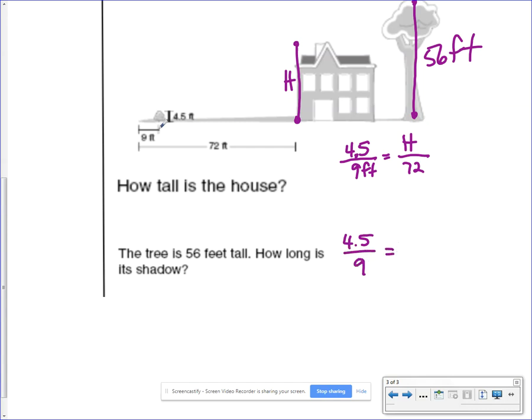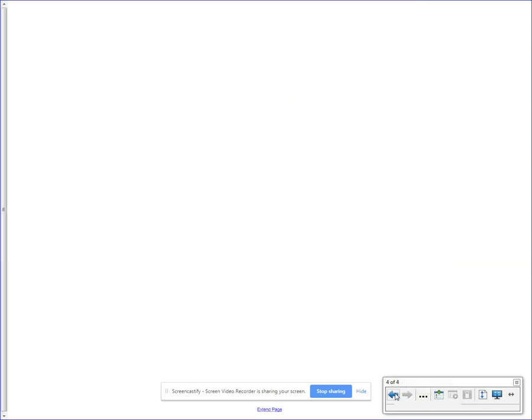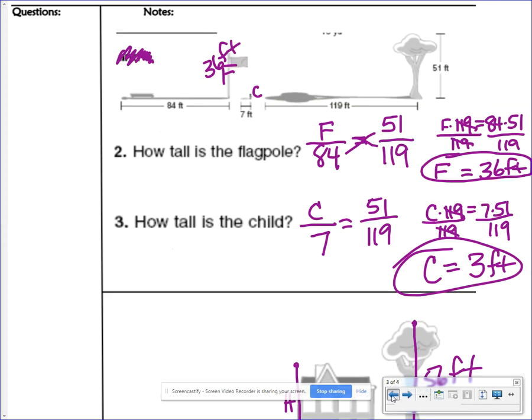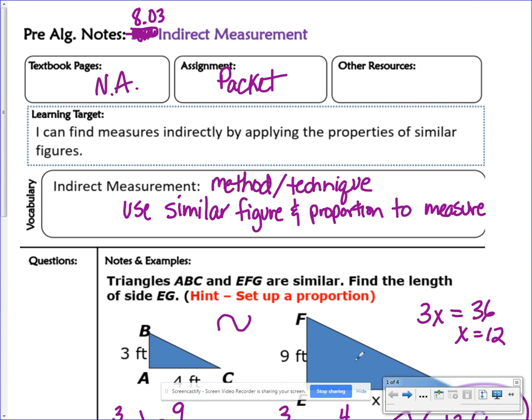I'm going to call the shadow of the tree S. Oops, that doesn't go on top. The height goes on top, shadow on the bottom. When you cross multiply this one, you should get 36 feet. This one, you should get 112 feet. Getting it? Got it good? Awesome. Make sure you're using labels.